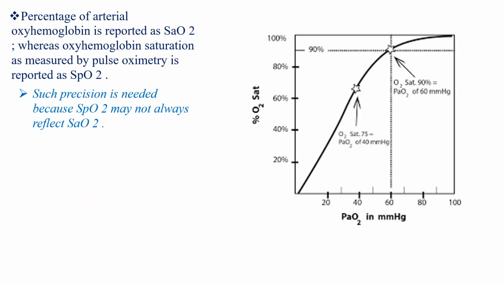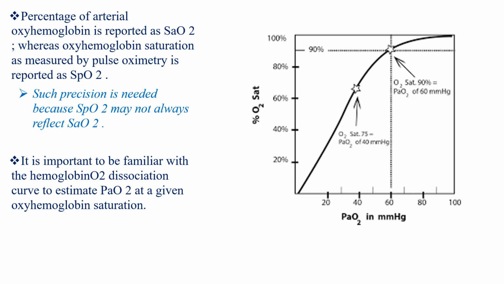Percentage of arterial oxyhemoglobin is reported as saturation of oxygen, whereas oxyhemoglobin saturation as measured by pulse oximetry is reported as SpO2. Such precision is needed because the oxyhemoglobin saturation as measured by pulse oximetry might not always reflect the reality of arterial oxyhemoglobin level.